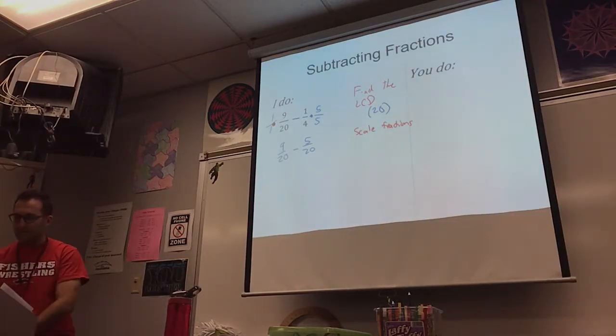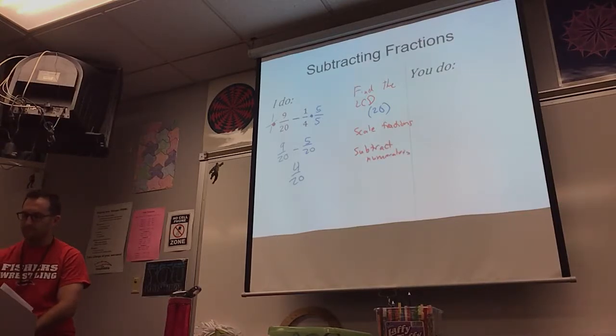All right, so then this ends up being 4 over 20. So we subtract. You just subtract your numerators. When you subtract, you only subtract numerators. And then 4/20ths is not simplified. So the last thing is simplify if needed.